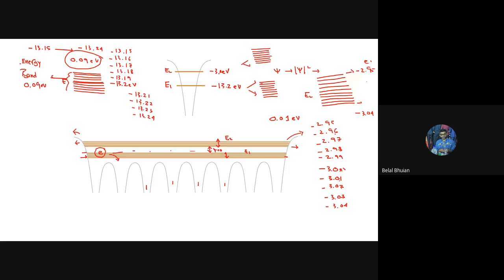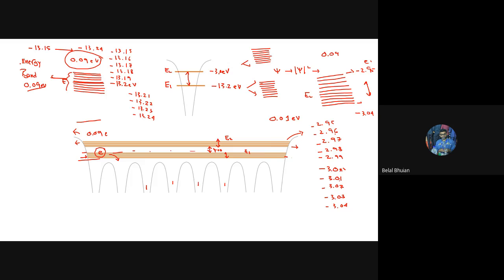Again, what is the gap? 0.09. What is the range? 0.09. That means we have an energy band which is of 0.09 electron volt. We have another energy band which is also of 0.09 electron volt. So we have a range of energies where electrons are allowed, and in between we found a forbidden region. Between E2 and E1 there are no allowed states, that means there are no energies where electrons are allowed.